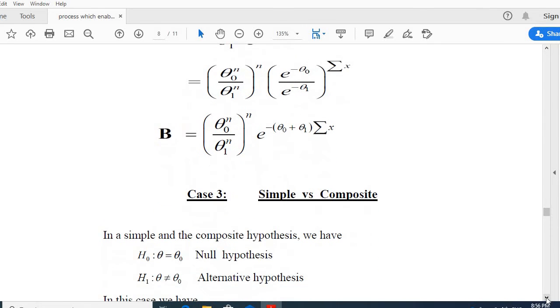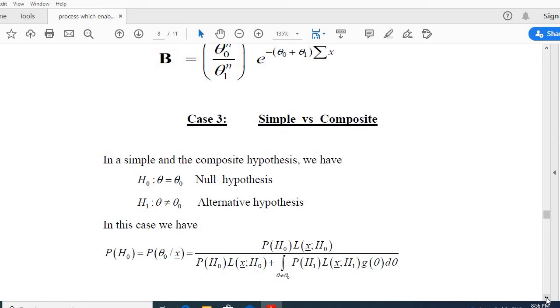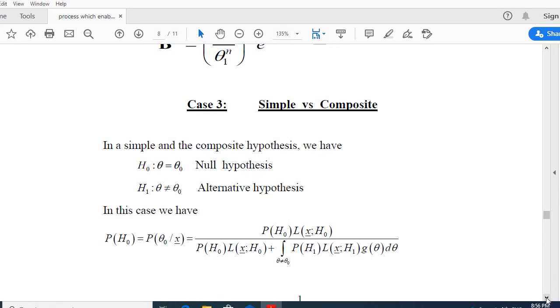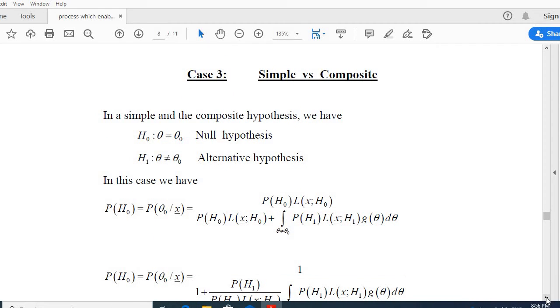Now come to the third case, simple versus composite. In simple versus composite hypothesis, we have H0: θ is equal to θ0, the null hypothesis, and H1: θ is not equal to θ0, the alternative hypothesis.